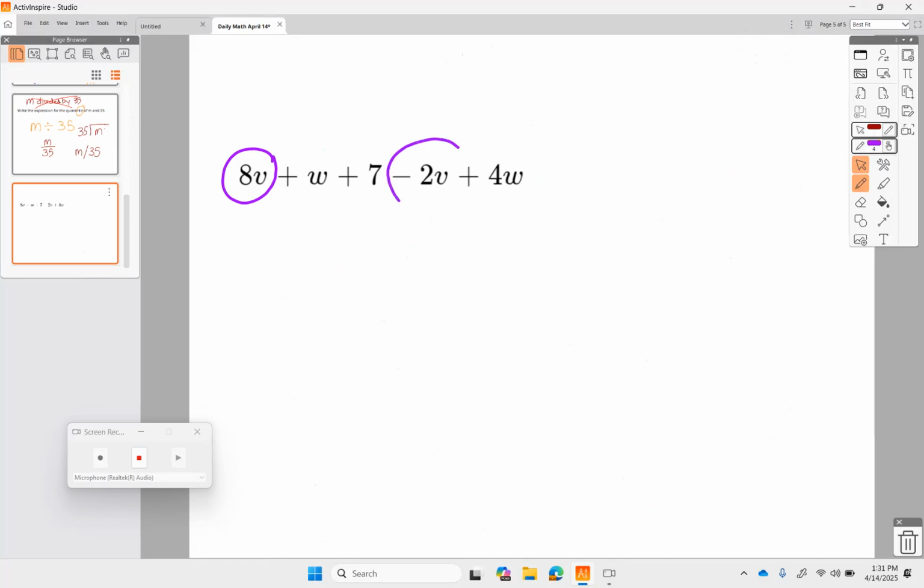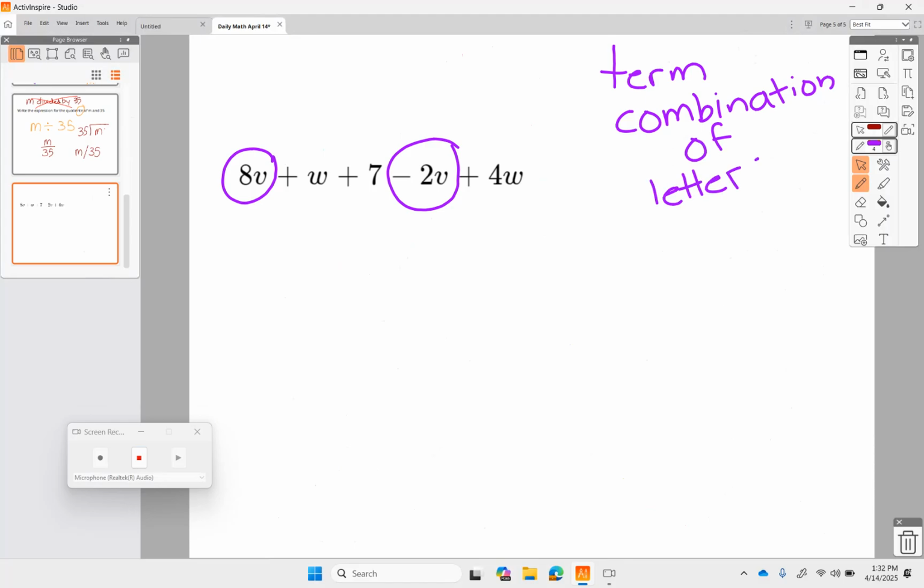Here, again, this is where we talk about English language and math. We get very picky, okay? A term is a combination of letters, signs that are positive and negative, numbers, and if we have them, exponents.